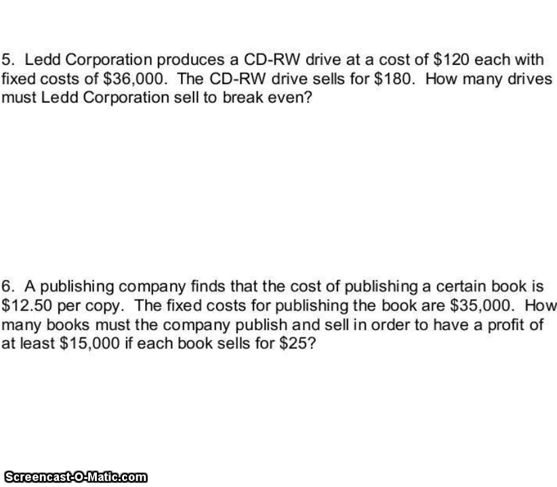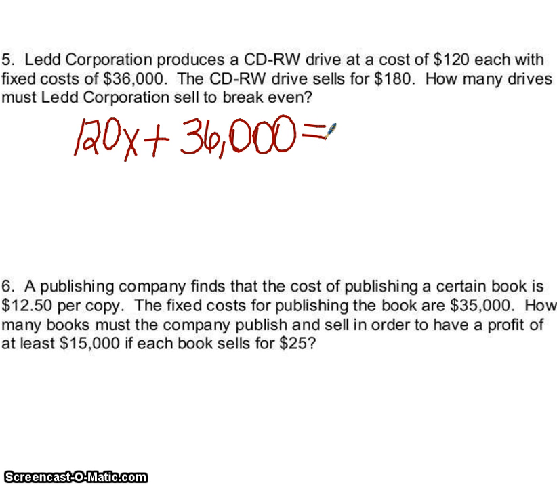LED Corporation produces a CD read-write drive at the cost of $120 each with fixed costs of $36,000. The CDRW drive sells for $180. How many drives must the corporation sell in order to break even? So I know that the cost is $120 each, so that's times x, with an additional fixed cost of $36,000. And I want to know when they'll break even. Break even implies when it's going to be equal. Well, it sells for $180, and I want to know how many of those I have to sell to break even. So I'm going to let you work that problem out.